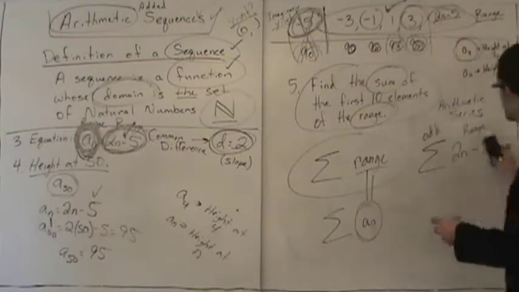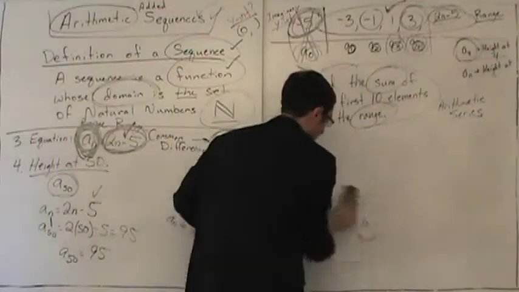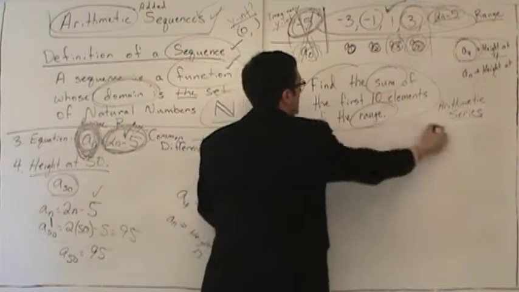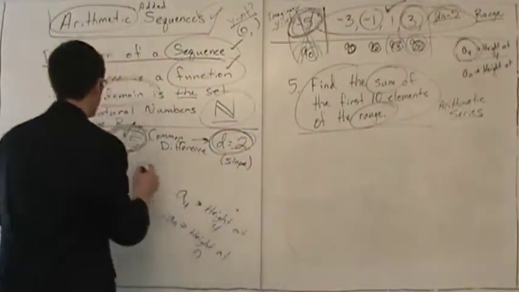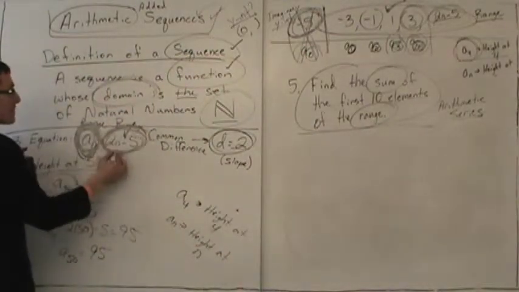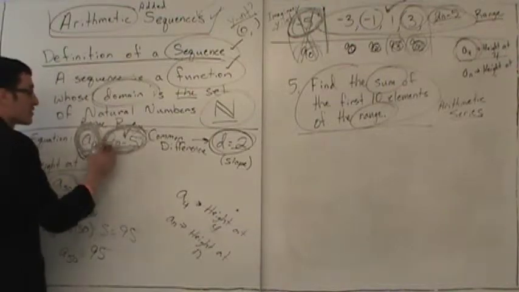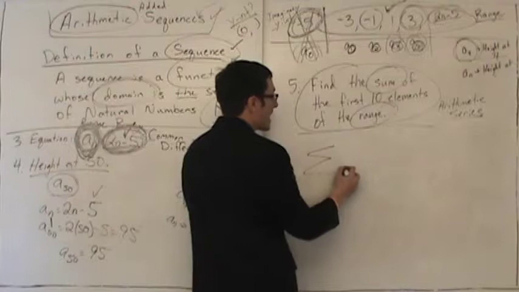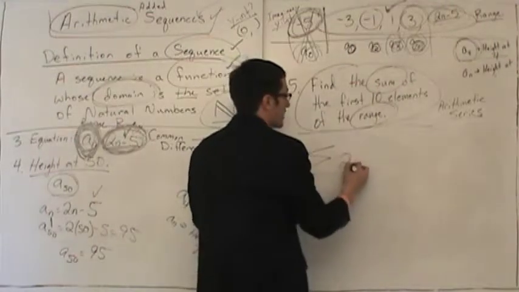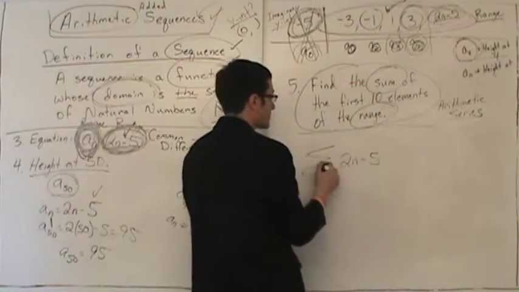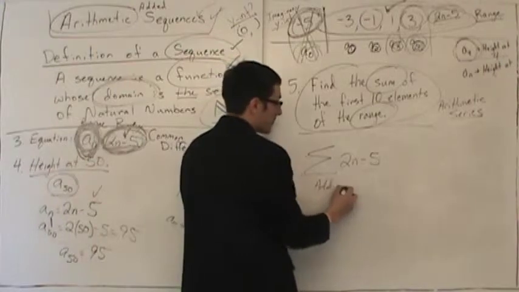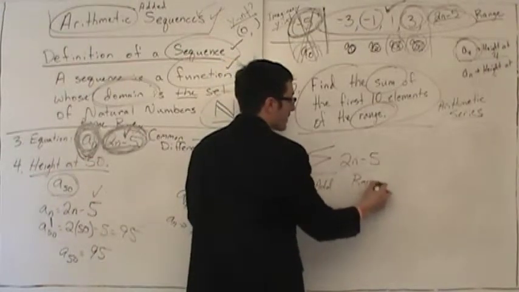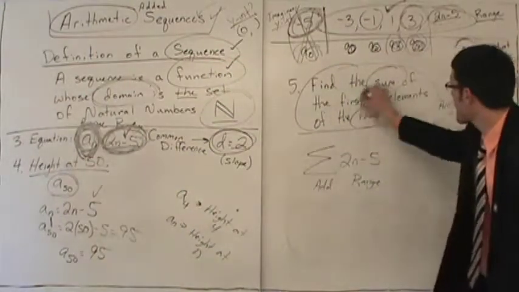Okay, so I want you to write on your paper. When you see find the sum of the first 10 elements of the range, borrow this 2n minus 5, or whatever this expression is in your equation to the right of a sub n. We're writing sigma, which means add. This specific range is what? 2n minus 5. So we read this as add what? The range. And we're adding what? The first 10 elements of the range.